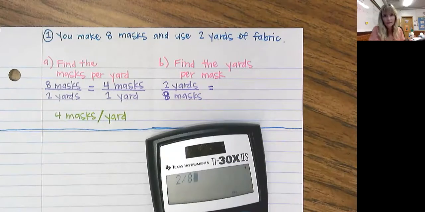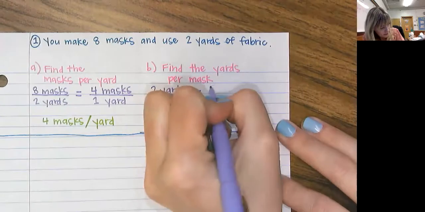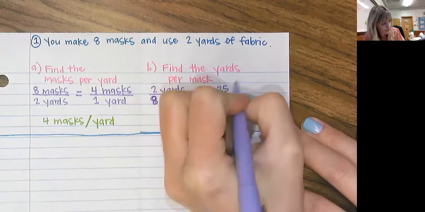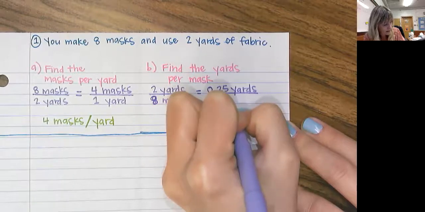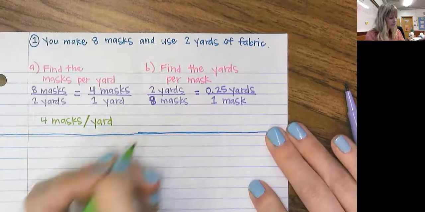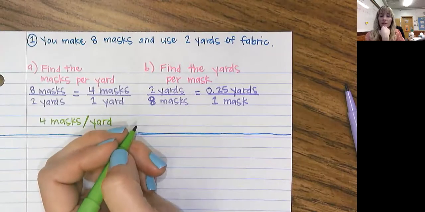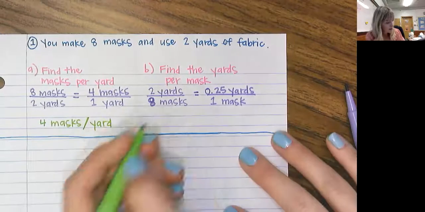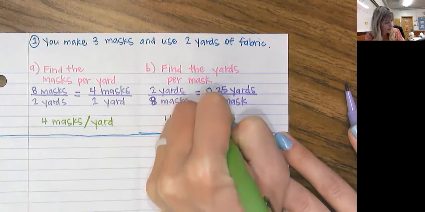2 divided by 8 is 0.25, or 1/4. It's not 4, it's 1/4. You can use the decimal or the fraction, it doesn't matter to me, but it's 0.25 yards for 1 mask. I'm going to turn it back to a fraction, because if you've ever gone to Joann's or anywhere and purchased fabric, when you bring it up to the table, you give it to them in fractions. That's 1/4 of a yard per mask.